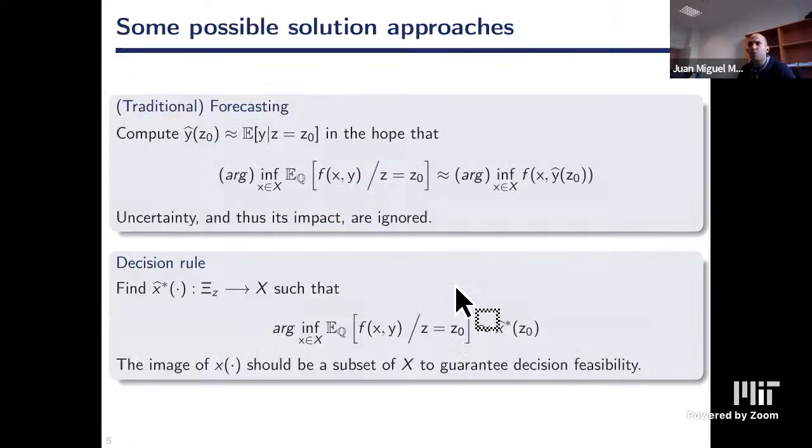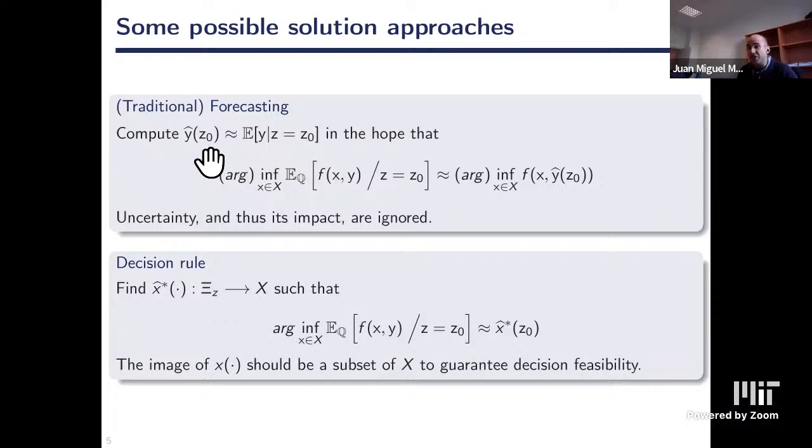Here you have some possible solution approaches. This is just an introduction, a mathematical introduction of the approaches that we're going to see with examples later. Okay, all these approaches are based on building a surrogate or approximate model for the conditional stochastic program that we really want to solve. The first one is the classical or traditional forecasting approach. The idea is that we use the data, which is the only thing we have, to infer the expectation of Y given Z equal to z0.